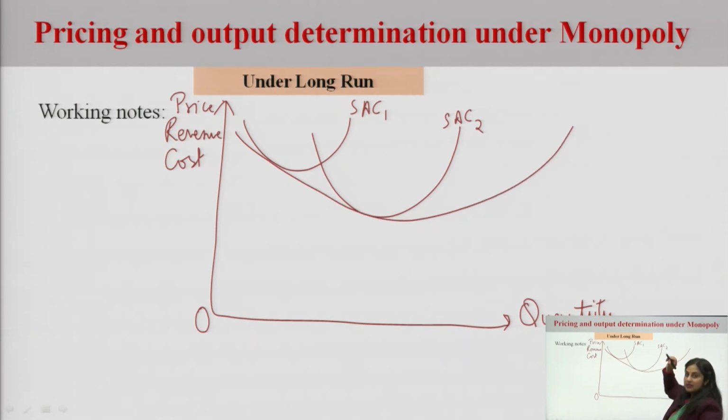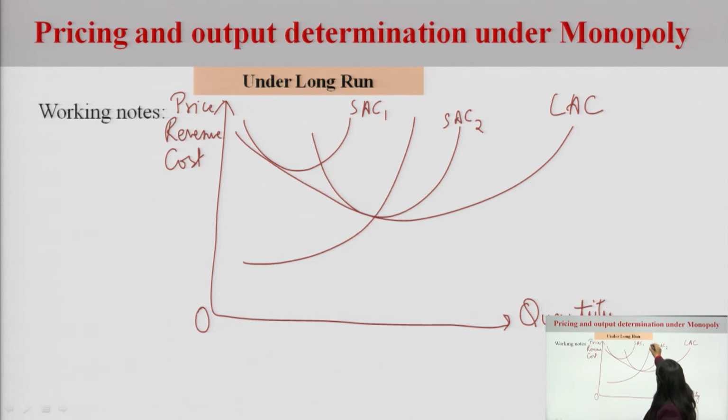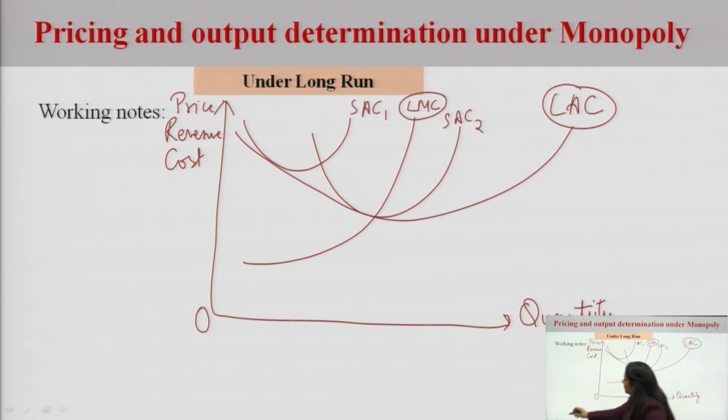This we have discussed in unit number 3. Students, you have to refer to that point from unit number 3. So, this will be the long run average cost, which is lower than the short run average cost. Okay. And suppose it is the long run marginal cost. I have denoted two things, long run average cost and long run marginal cost.